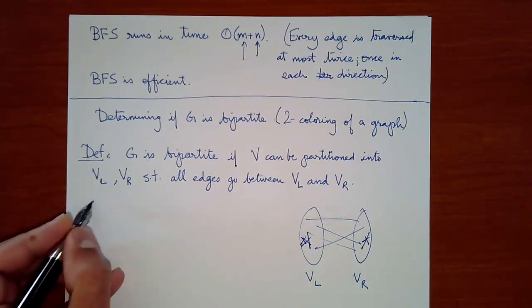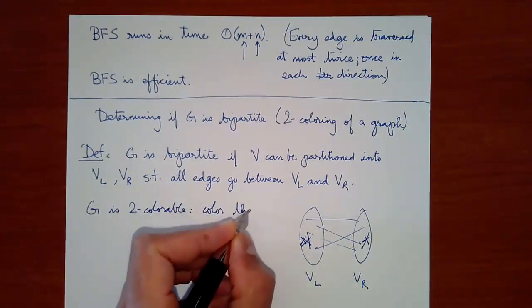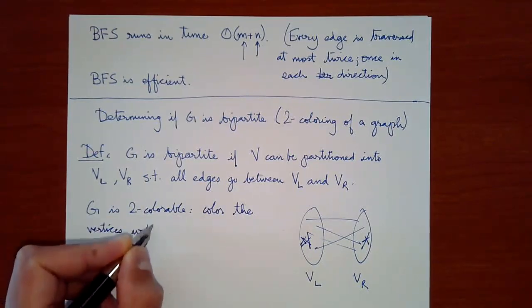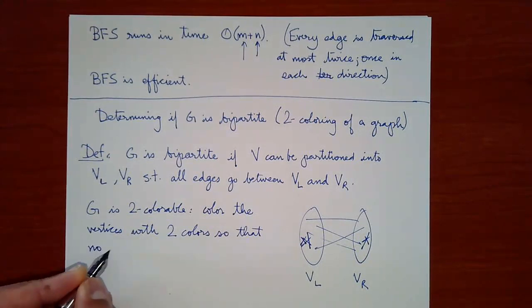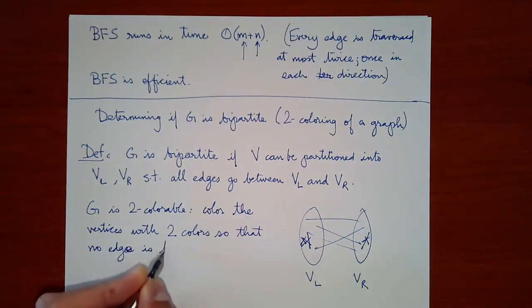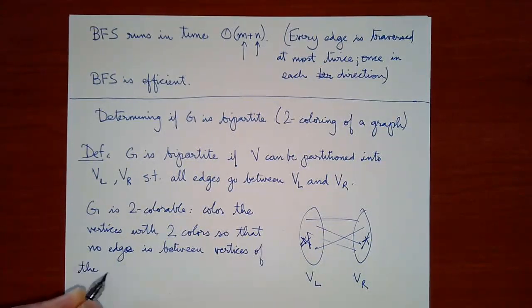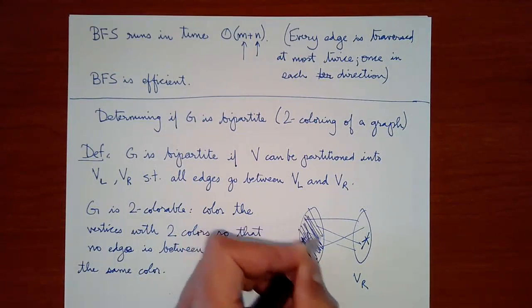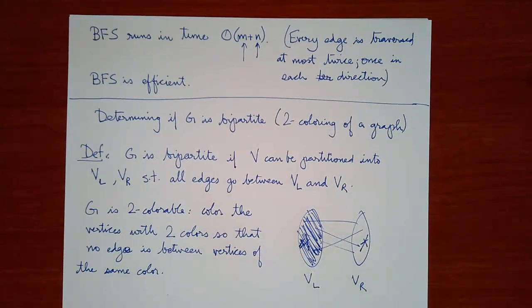This is also called G is two colorable, because you color the vertices with two colors so that no edge is between vertices of the same color. And these are equivalent, because you could color all of these vertices black, color all of these vertices white, and all the edges are between black vertices and white vertices. So bipartite and two colorable are basically the same thing. This is what it means for a graph to be bipartite.